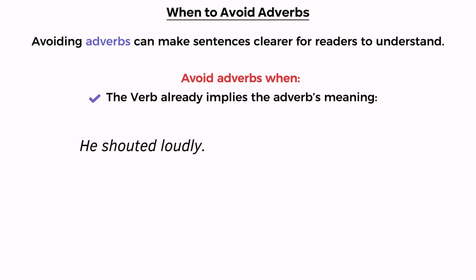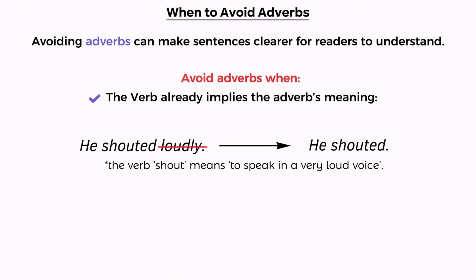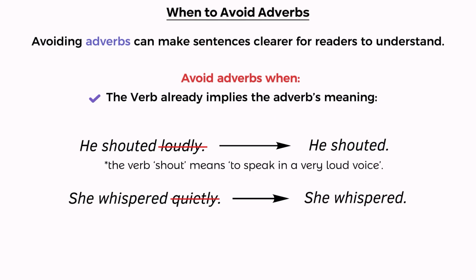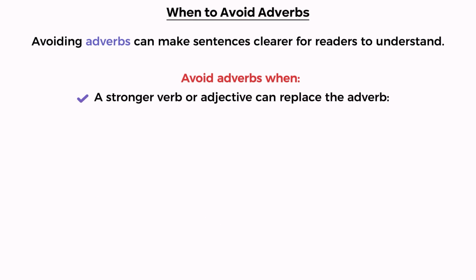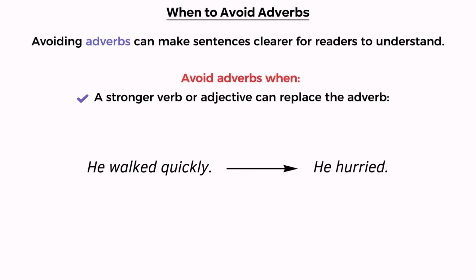Instead of he shouted loudly, it is more precise to say he shouted, because the verb shout means to speak in a very loud voice. Instead of she whispered quietly, use she whispered, because the verb whisper means to speak very quietly. A strong verb or adjective can replace the adverb. Instead of he walked quickly, it is more precise to say he hurried.